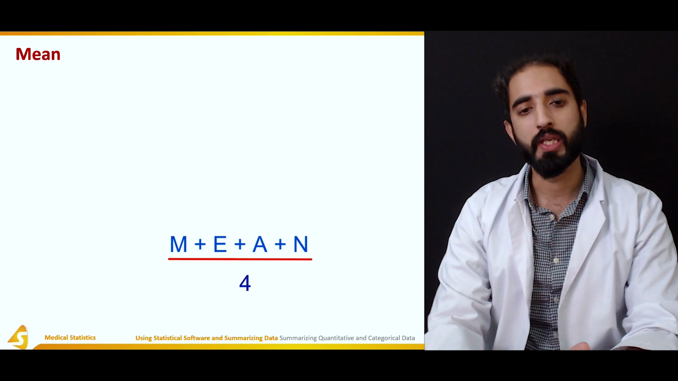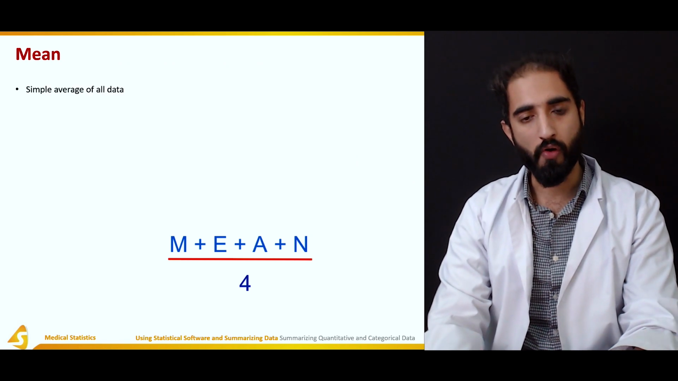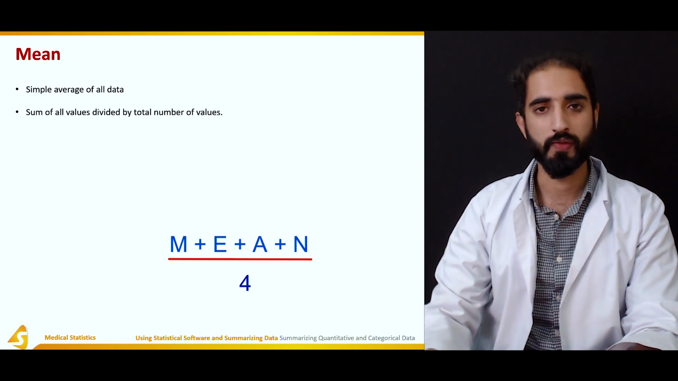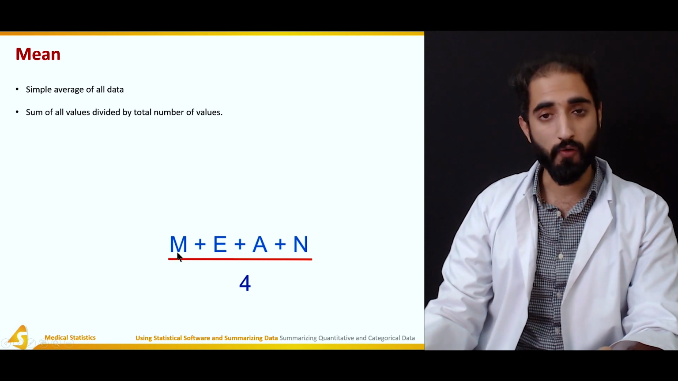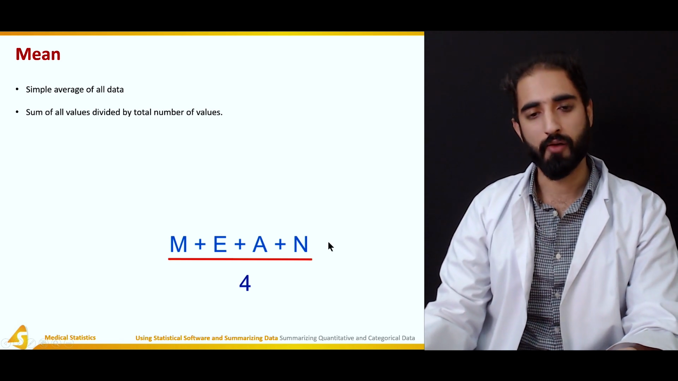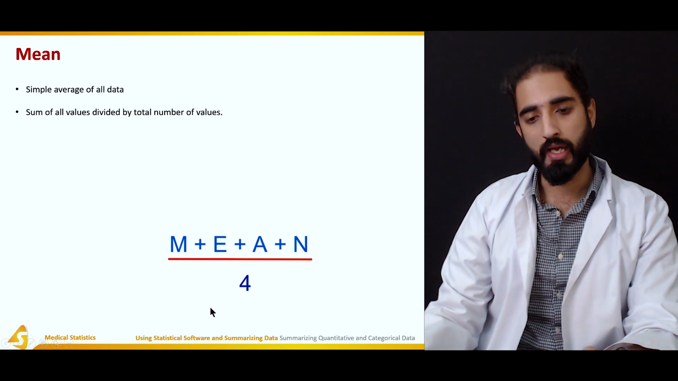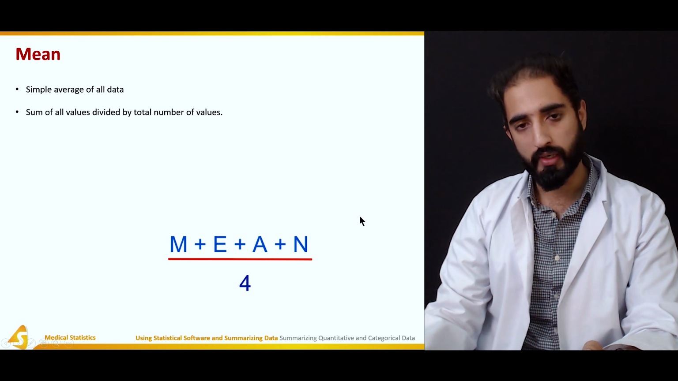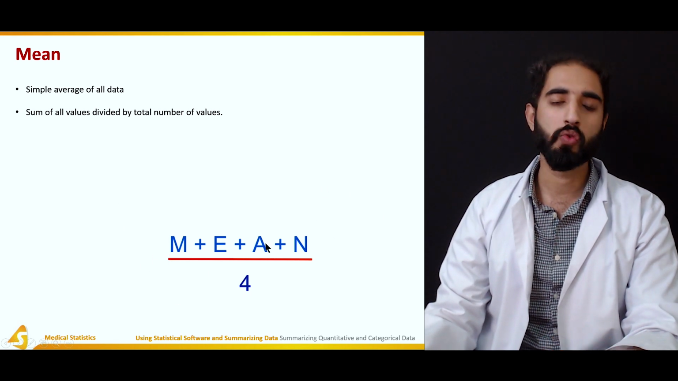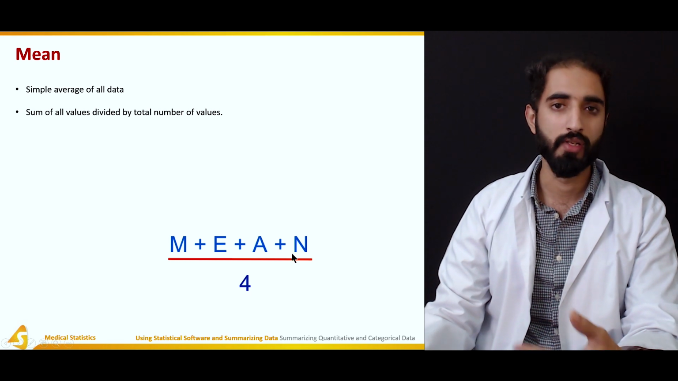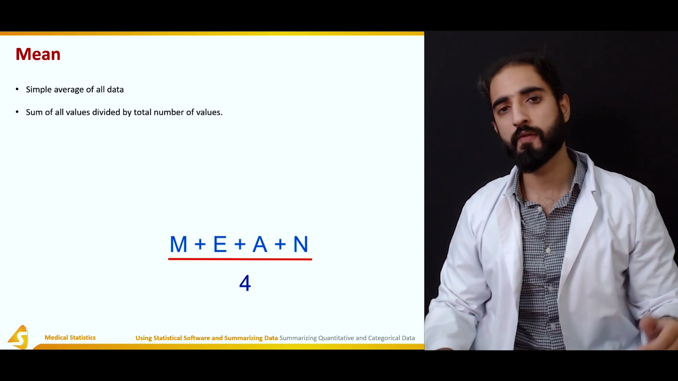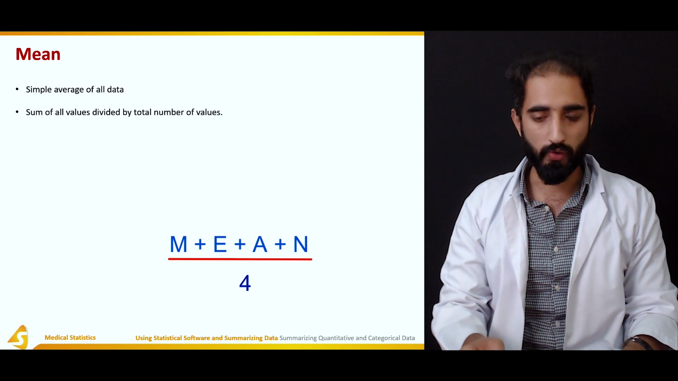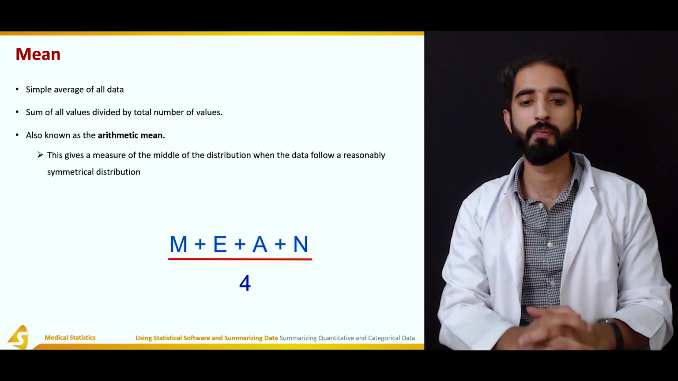So mean, what is mean? It is the simple average of all data. It is the sum of all the values divided by the total number of values. For example, this figure here is very meaningful because MEAN, which actually stands for mean, is made up of four different characters. So we are adding four different characters and dividing by the total number of values, which are 1, 2, 3, and 4. So that's how we calculate a mean. But we don't have to necessarily do it ourselves, because we have statistical software which can do this for us and make our lives easier as a researcher.